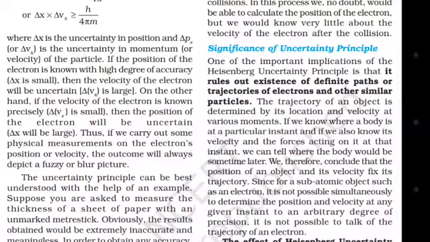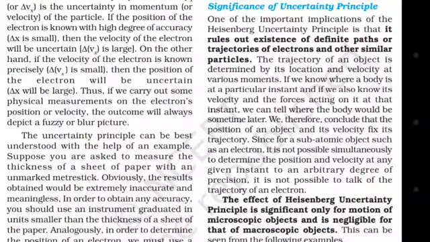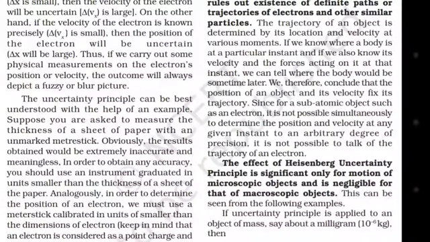Significance of uncertainty principle. One of the important implications of the Heisenberg uncertainty principle is that it rules out existence of definite paths or trajectories of electrons and other similar particles. The trajectory of an object is determined by its location and velocity at various moments. If we know where a body is at a particular instant, and if we also know its velocity and forces acting on it at that instant, we can tell where the body would be sometime later. We therefore conclude that the position of an object and its velocity fix its trajectory.